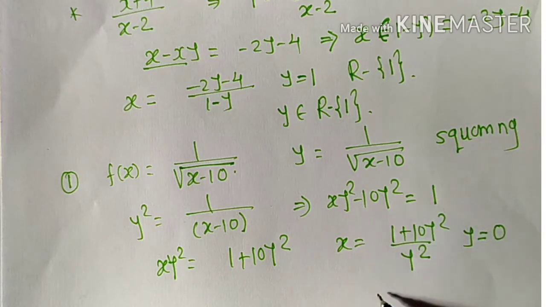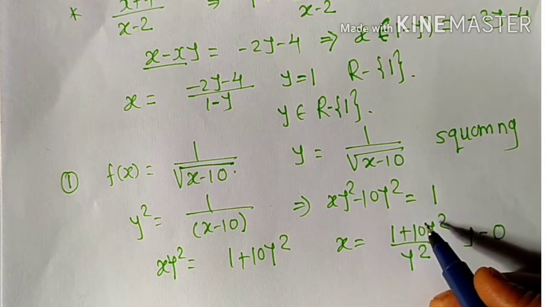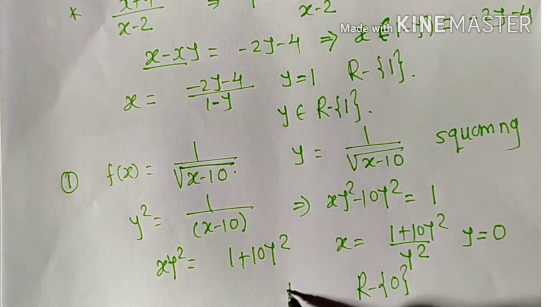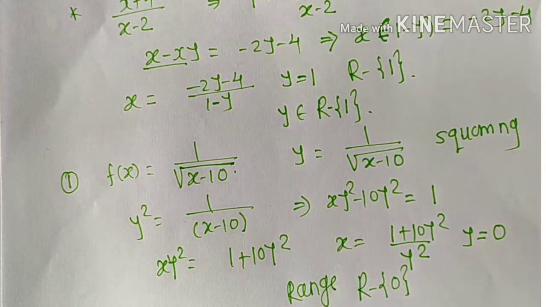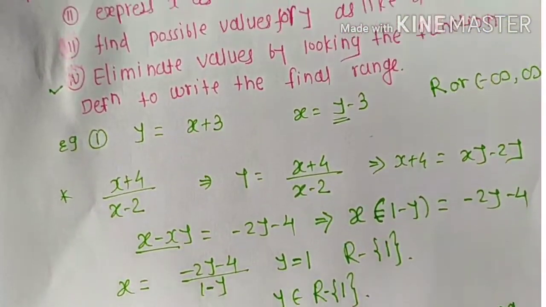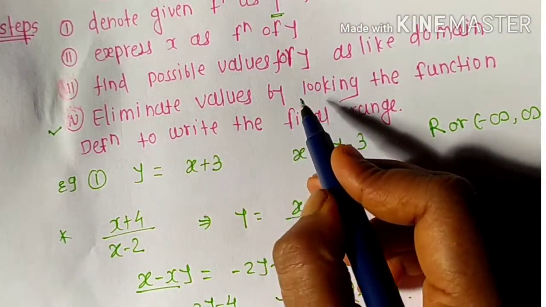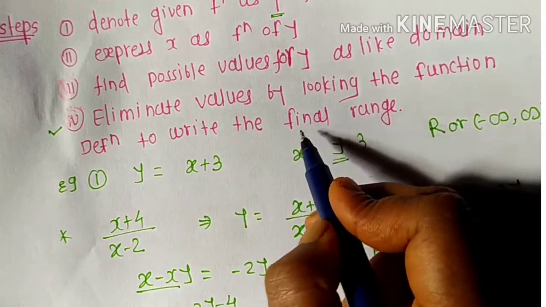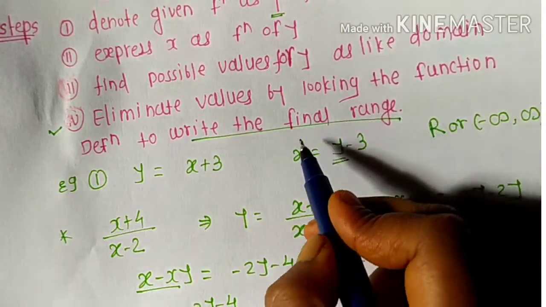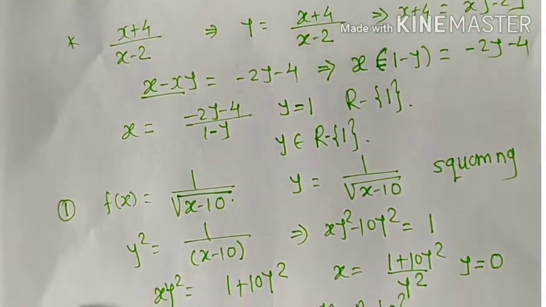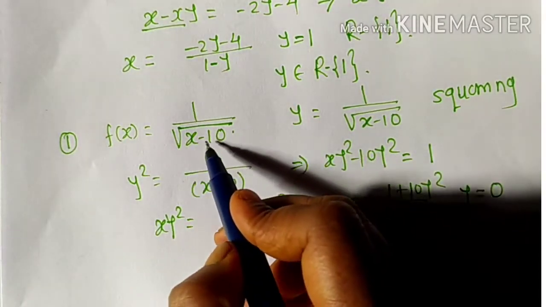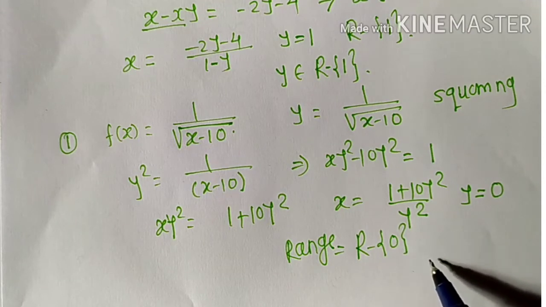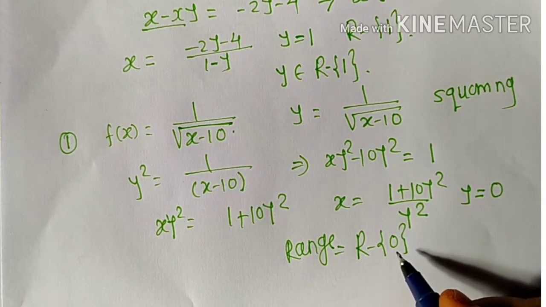डोमेन, जैसे डोमेन फाइंड आउट करते हैं उसी मेथड से रेंज फाइंड आउट करनी है. ठीक है, देन रेंज इज R माइनस सिंगलटन 0 is the range. But if you observe, our last step is important, means eliminate values by looking at the function and using the definition to write the final range. फाइनल रेंज write करने के लिए हमें function को observe करना है. What is our given function? The given function is in the form of a square root. And here the range is R minus singleton 0, मतलब minus infinity to plus infinity except 0.